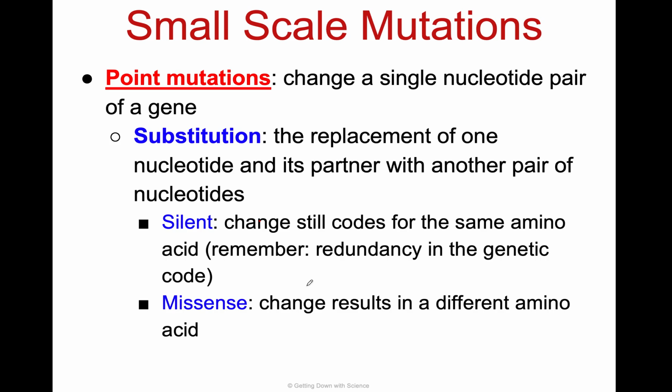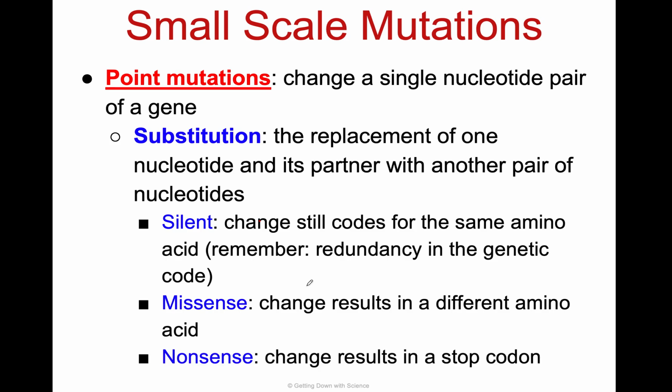Next, we have a missense mutation. This is a type of substitution mutation, and it occurs when it results in a different amino acid. So substitution mutations are a type of point mutation, and they can either be silent or missense. Silent, no big deal. It's all the same stuff. We don't even see it. Missense mutations are a different amino acid entirely, and that could lead to the protein not folding properly. And of course, if we don't have the right structure, then it's not going to have the right function.